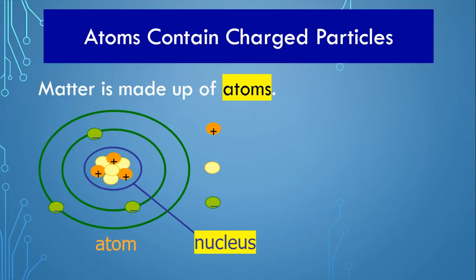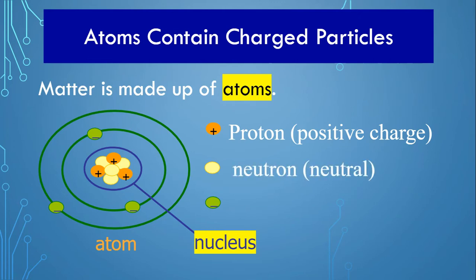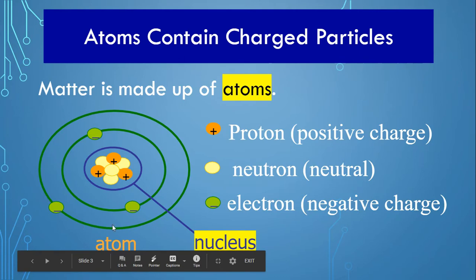Right, so we're going to need this in a second, so we're going to do a quick rehash of atoms. Atoms contain charged particles. All matter, again, is made up of atoms. There are three pieces that make up an atom. We have protons with a positive charge that are in the nucleus. We have neutrons that are neutral that also reside in the nucleus. And then we have electrons, which have a negative charge, which are in the electron cloud outside of the nucleus.